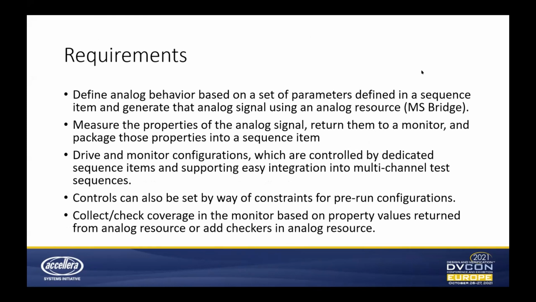With this in mind, we felt that the best solution was to define analog behaviors as a set of parameters that could be encoded in a UVM sequence item that could then be used to generate the desired analog signals using an analog resource that we're calling an MS bridge. Tim will show you how this is going to work in a few slides. We also want to be able to measure the properties of an analog signal and rely on a UVM monitor to turn those properties back into a sequence item for use elsewhere in the system.